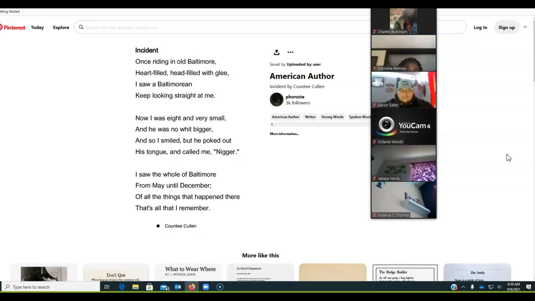Wasn't it about, he was 8 years old going to Baltimore, I guess, and he got called a racial slur for the first time? Yeah, by whom? Another child. Another little kid. And what does he say the impact of that was on him? It was hard because that's the only thing he remembered. Right, he was there from May until December. Yeah. And what does he say at the end?